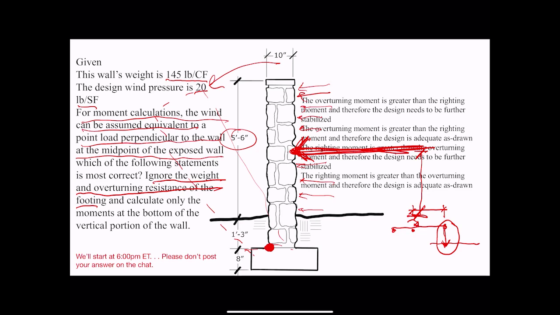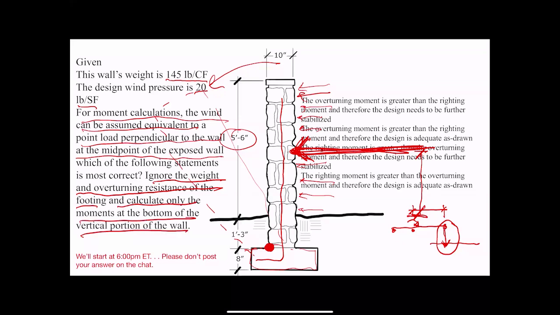So we're only looking at the overturning moment here, and we're ignoring the fact that if there's enough reinforcing, which is hard to get through stone like this, but if there's enough rebar, we can treat this all as one singular element. But in this case we can't. We're treating the vertical portion as separate from the foundation, and calculating only the moments at the bottom of the vertical portion of the wall.